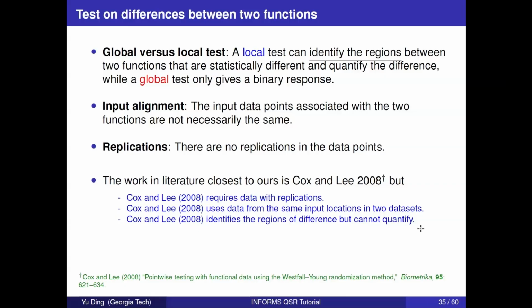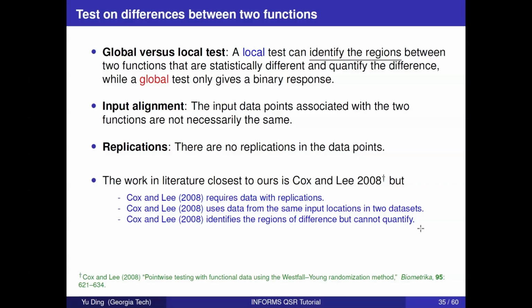So when we look at the literature, there are not that many works on the so-called local test on non-parametric functions. And there's also an issue about what kind of data you're going to use, right? There's an input alignment issue. If you have curve 1 and curve 2, they come from two different data sets. Are the data points aligned with each other? Are they basically the same, or not? In our case, the two input data sets are not guaranteed to be the same, okay?